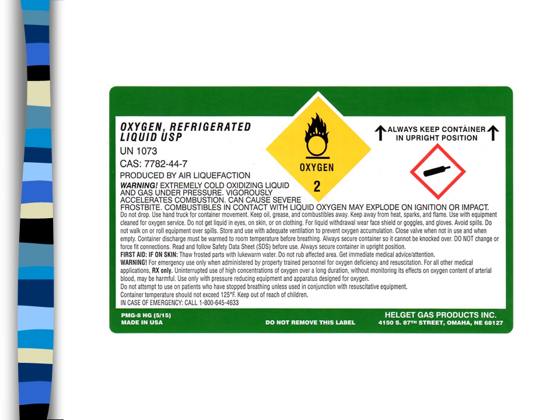This is an example of the oxygen for a refrigerated unit, D55. If you'll notice, it also says oxygen refrigerated liquid USP. If you go down towards the bottom, right under the warning, it says RX only. That's your medical label. Now, why do I spend time looking at labels?